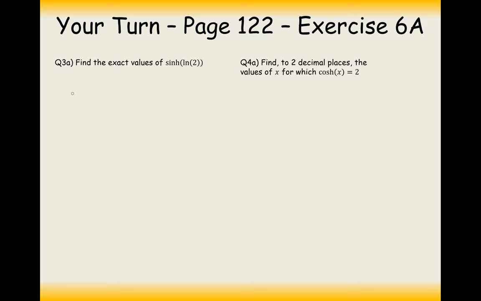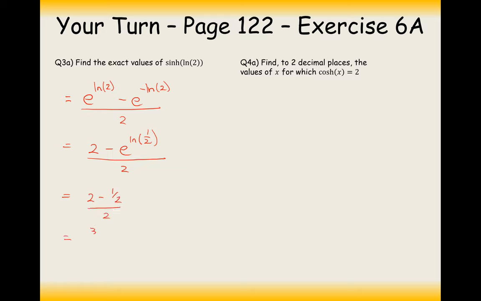Okay, so sinh of ln 2, let's grab the exponential definition. It's going to be e to the ln 2 minus e to the minus ln 2 over 2. Let's simplify what we've got here. E to the ln 2 is 2 minus, now we can't simplify this yet, we have to include that negative symbol into the ln first. It will go in as a power, and when you do it to the power of minus 1, it creates a fraction. Then we can do 2 minus a half over 2. 2 minus a half is 3 over 2 divided by 2, so the answer here will be 3 quarters.